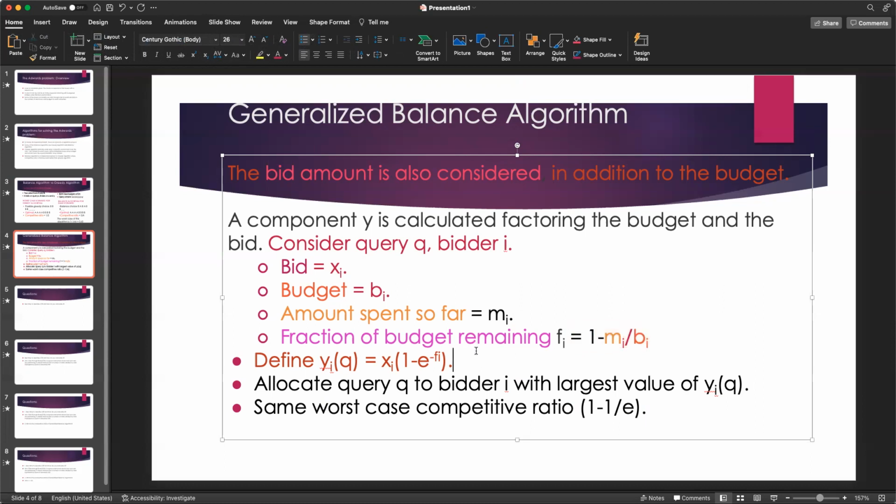In this case, you can allocate the query Q to the bidder I with the largest Y value. This is the component which we will be defining using this. The worst case scenario is the same, 1 minus 1 by E, but it is kind of better.